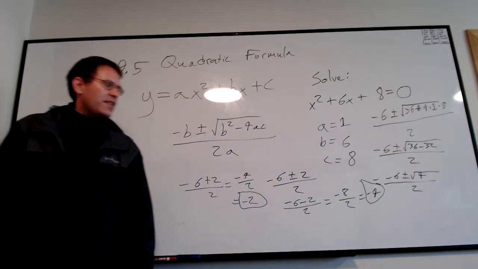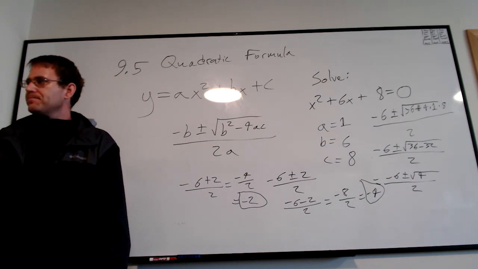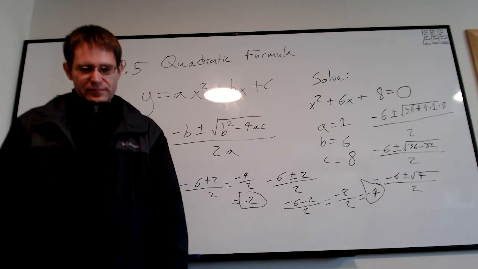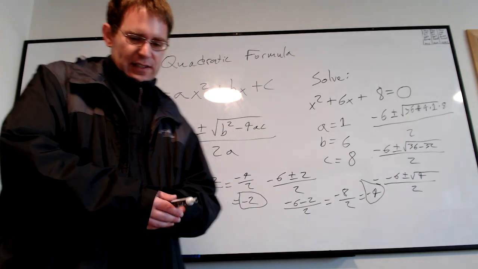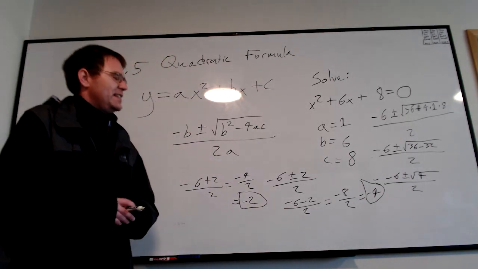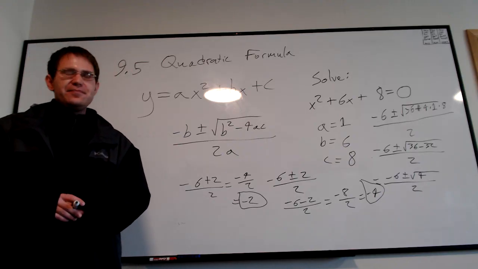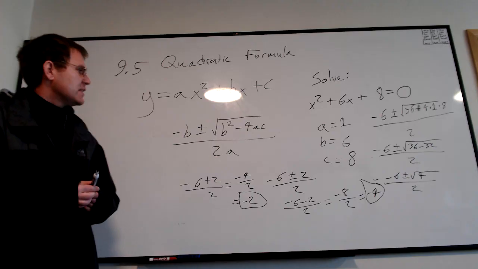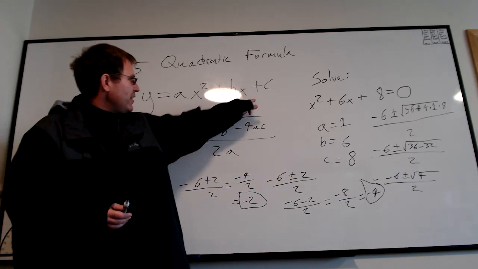Any questions on that? Okay, so how would we check this to make sure we did it right? Grayson? Put in those values for x in the original equation. Yep, just put it right in here.